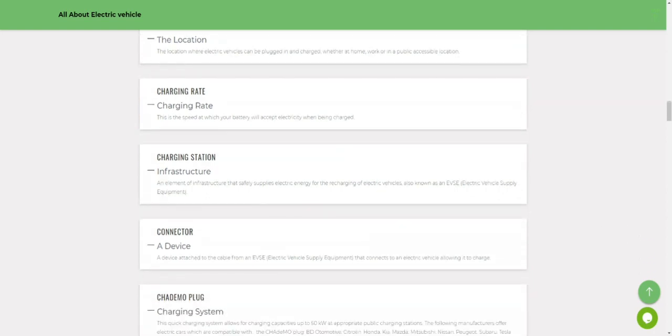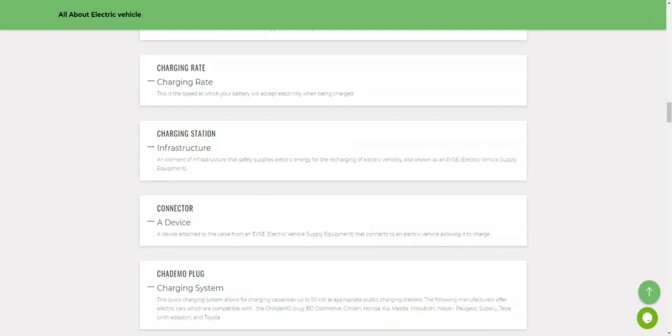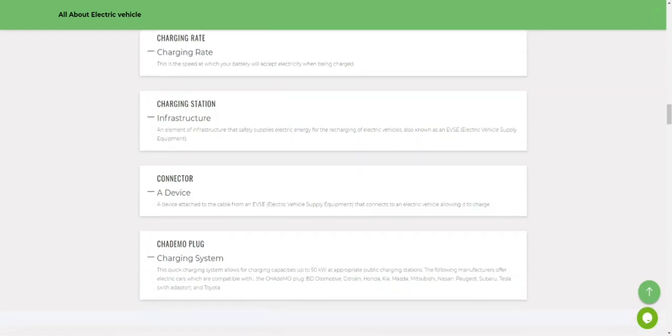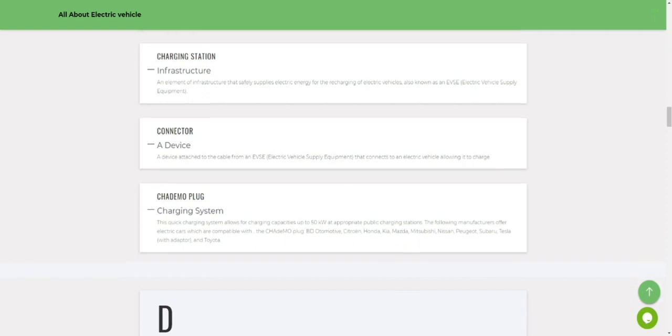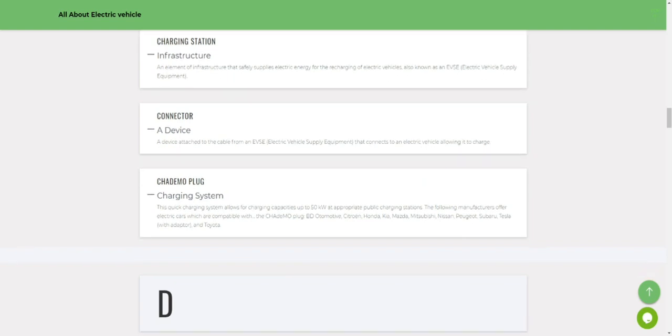Then comes charging station. You know, guys, what is a charging station? It's a connector, a device attached to a cable from EVSE, that is electric vehicle supply equipment, that connects to an electric vehicle, allowing it to charge. Then comes charging system. This is a quick charging system allowing charging capacities up to 50 kilowatt at appropriate public charging stations. They are located at various places.